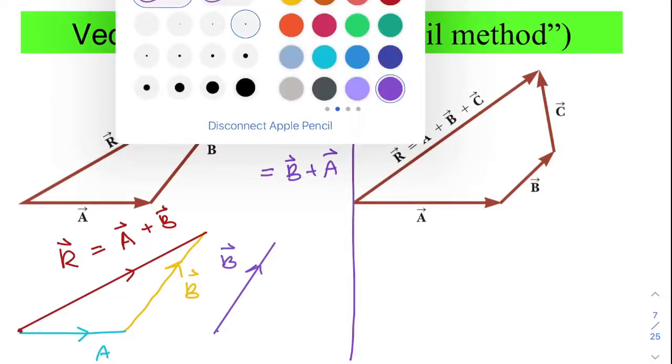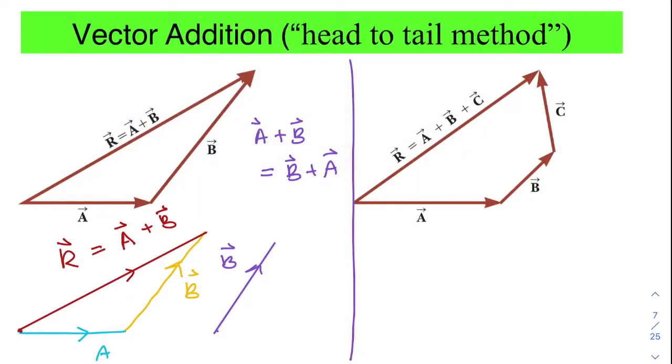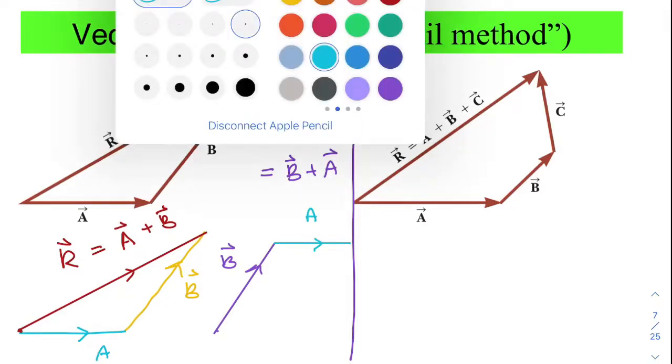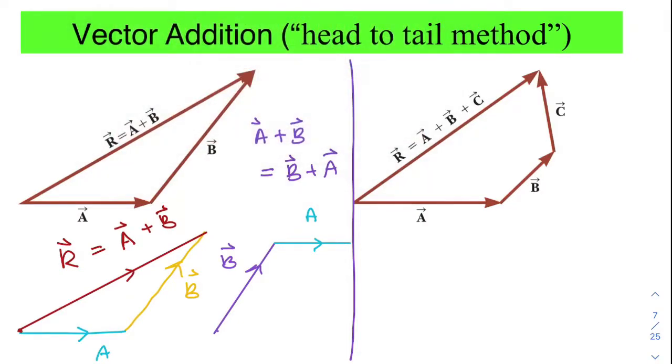Then you draw your A. This is your A. And then tail to tip method again. So this is your R. So it's just like you are taking another path, isn't it? In this path, we call it the parallelogram method.